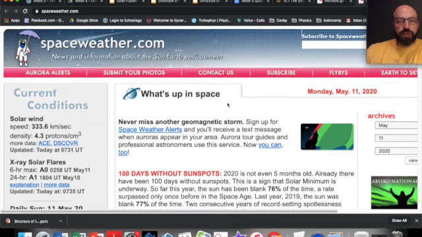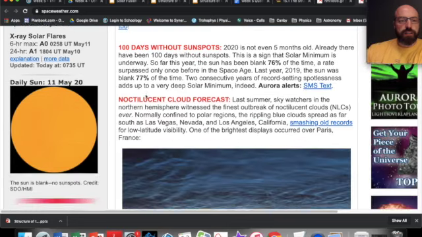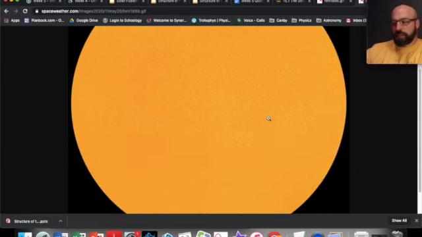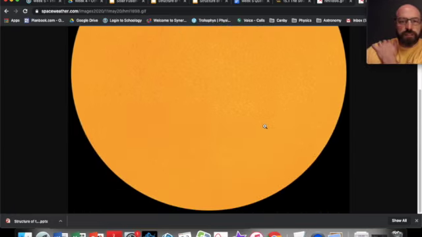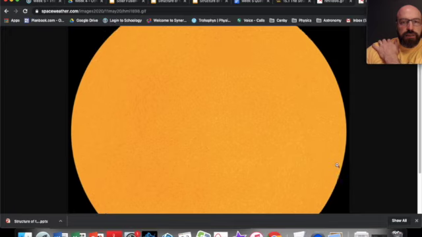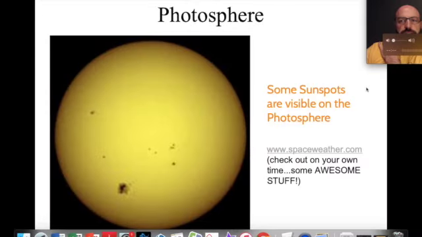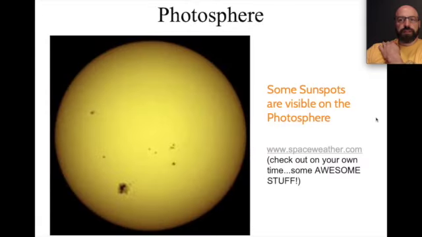And so spaceweather.com, there's a whole lot of things that you can find out here. But here's a picture of May 11th. That was today's picture. And so you can see there's no sunspots. Interestingly, we are in a period of minimum level of sunspots. We're at about the lowest you can get if you looked up at the sun.